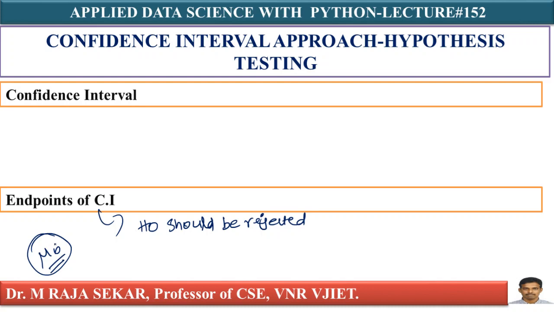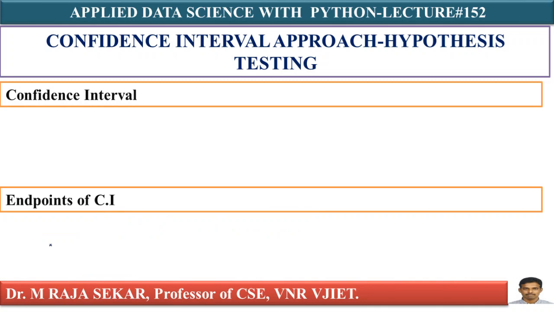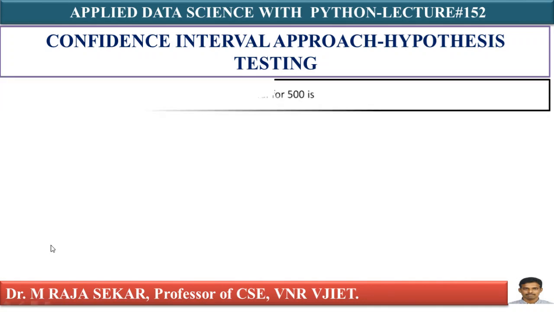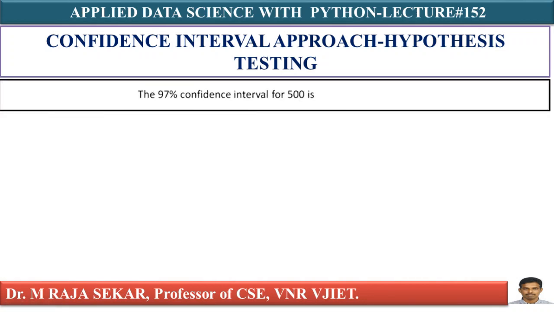Now you see what I explained in the previous slide, that is plus or minus z alpha by 2. I can write your confidence interval as x bar plus or minus z alpha by 2 into sigma by root n. If I take the minus sign, I will get the lower limit. If I take the plus sign, I will get the upper limit. I need a 97% confidence interval.